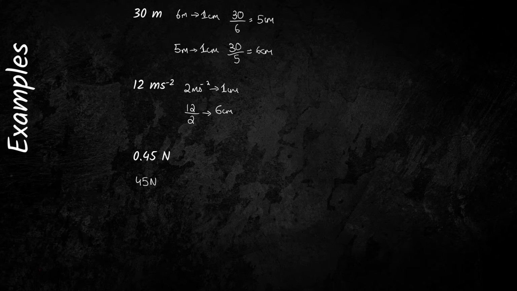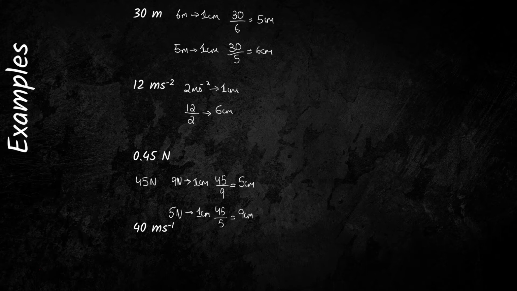So essentially what we have is I need to scale 45 newtons. So I can either use a scale where I have 9 newtons give me 1 centimeter, which is going to give me 45 divided by 9 is 5 centimeters. So I can use a 5 centimeter line to represent this vector, or I can go with 5 newtons give me 1 centimeter, and in which case 45 divided by 5 is going to give me 9 centimeters.